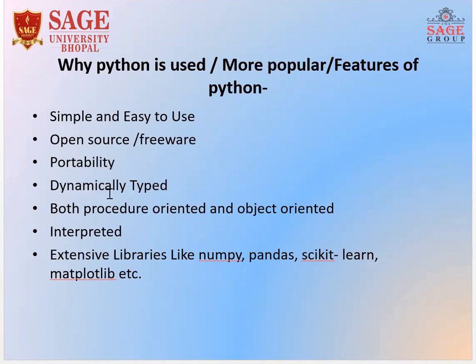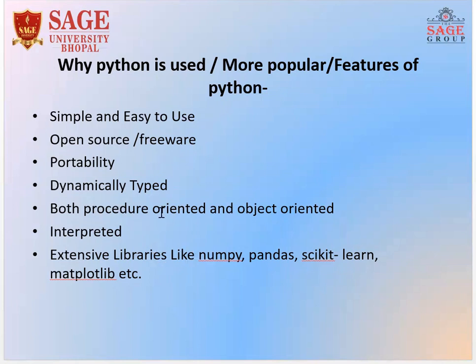Next is the dynamically typed feature. In Python, we are not required to declare the type of a variable. Based on the assigned value, the type will be allocated automatically. Hence, Python is considered a dynamic language. And other languages such as C, C++, and Java are statically typed languages, as we have to provide the type at the beginning only. Okay.